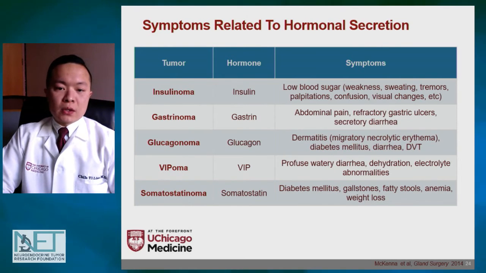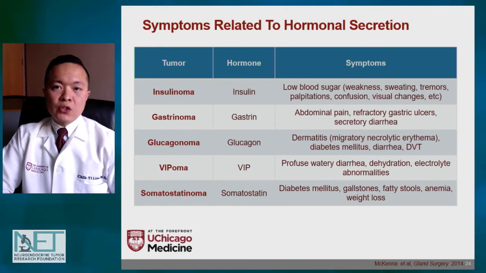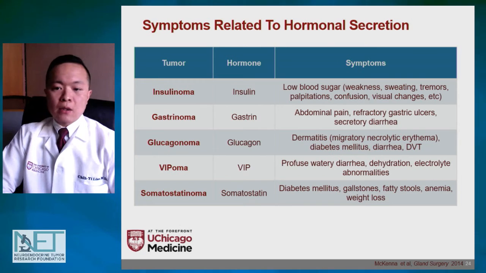Patients who have glucagonomas can have a special type of rash, a dermatitis, called migratory necrolytic erythema. They can have diabetes, diarrhea, and blood clots. Patients who have VIPomas get profuse watery diarrhea, and as a consequence can get dehydration and severe electrolyte abnormalities. Finally, patients who have somatostatinomas can get diabetes, gallstones, fatty stools, and weight loss.